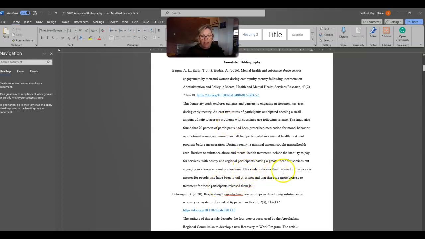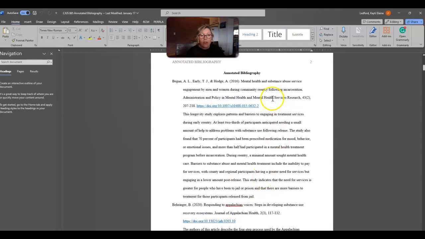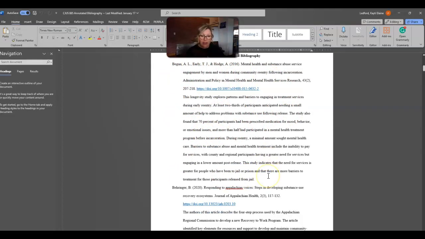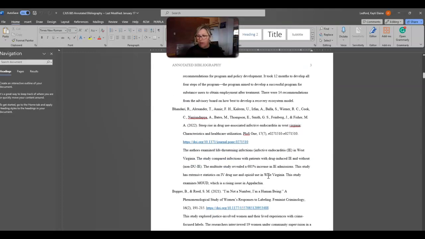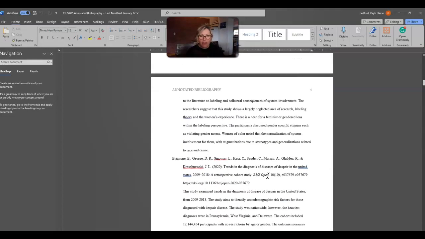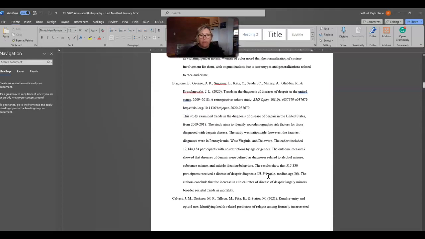So for this one, the study indicates that the need for services is greater for people who have been jailed or in prison, and that there are more barriers for treatment for those released from jail. So this one is talking about mental health and substance abuse services for men and women during community reentry. Okay, so you've got your source, and then you've got why you're using that in your project, okay? So this is a really long one, I think 22 or 23 pages, but as you can see, as you're going down through there, it's going to look similar.